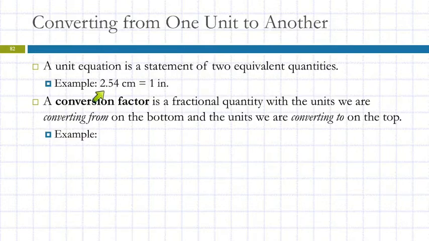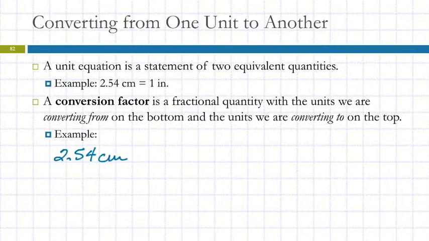So here we have the relationship 2.54 centimeters is equal to 1 inch. An inch and 2.54 centimeters are the same distance. They are just different names for the same thing. And we can make a conversion factor out of this unit equation. A conversion factor is usually expressed as a fraction where we have one unit on top and the other unit on the bottom.